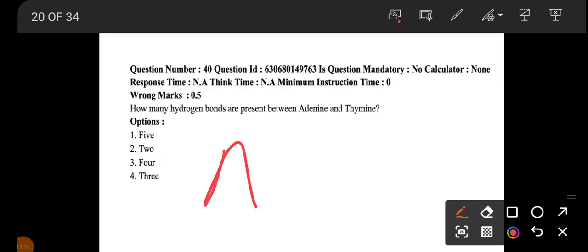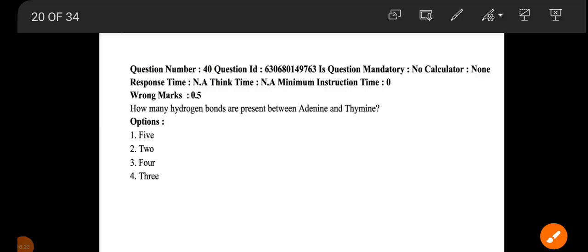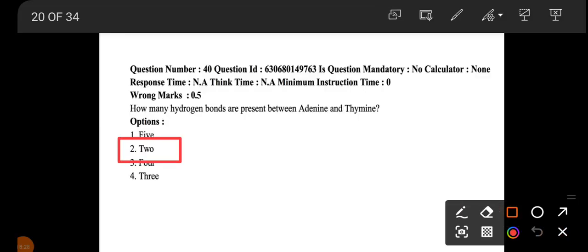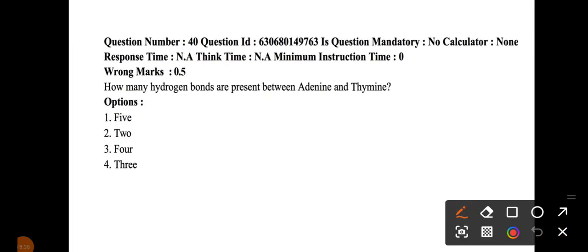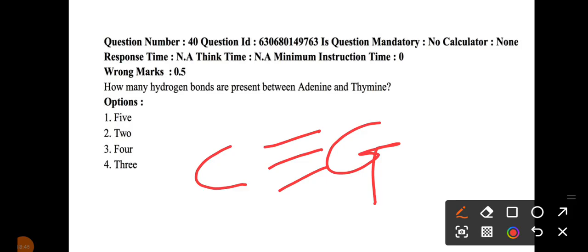Here, adenine and thymine. There are two hydrogen bonds present between adenine and thymine, right? So what is the answer over here? 2. What about cytosine and guanine? In between C and G, right, that is the triple bond. It means 3 hydrogen bonds are present between C and G and 2 hydrogen bonds are present between adenine and thymine.